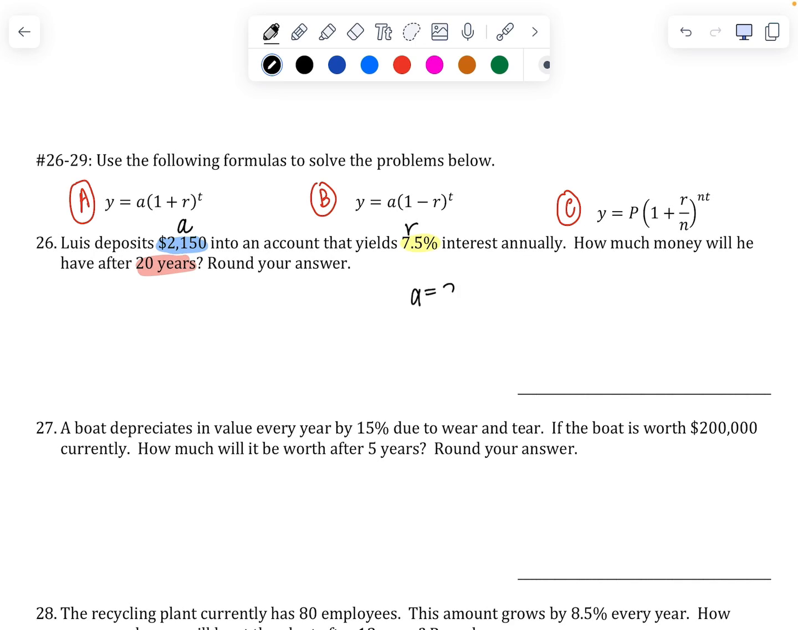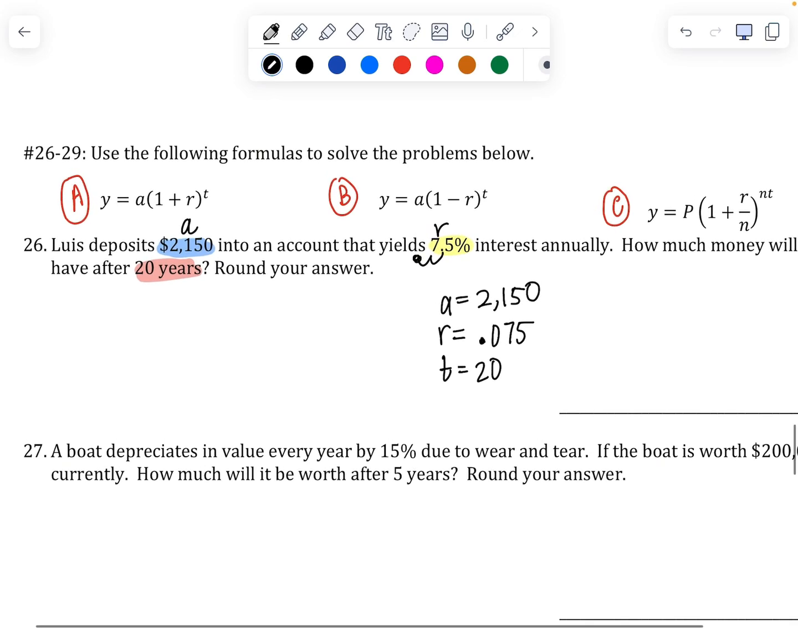A equals 2,150. The rate as a decimal is, move the decimal over twice to the left, 0.075. And then we know that our t is 20 years. So 3 things that they give us. And since we're making money here in the account, it creates a 7.5% interest annually. So we know that we have to use, remember Chelsea, she used that shortcut. So it's A or B. But since we're making money out of this, it is A.